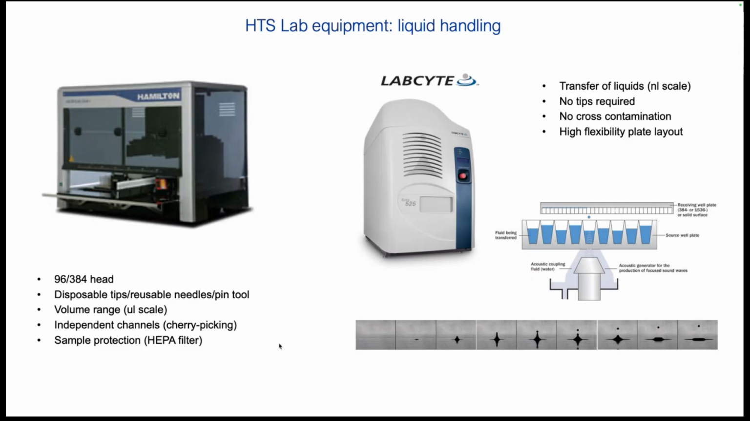For the liquid handling, we have the traditional liquid handling machines using tips that pipette in the microliter range. But there are also other systems. We don't have these at King's, but there are contact-free systems based on acoustic dispensing, and these have the capacity to pipette in the nanoliter range. So directly from stocks, by using ultrasound, you can project droplets of the liquid to the destination wells to dispense nanoliter volumes.